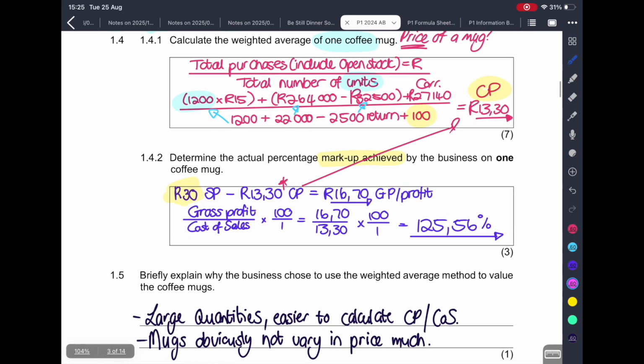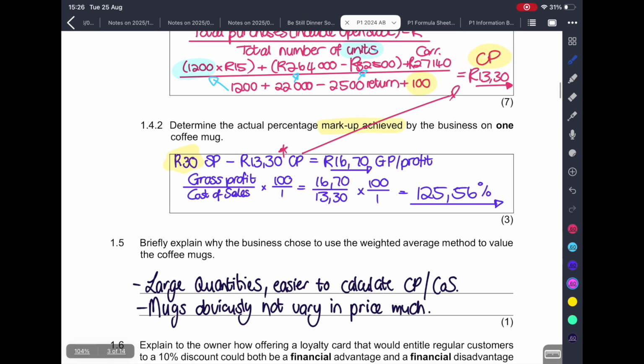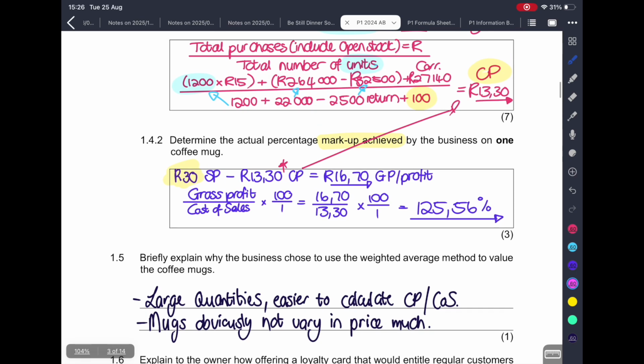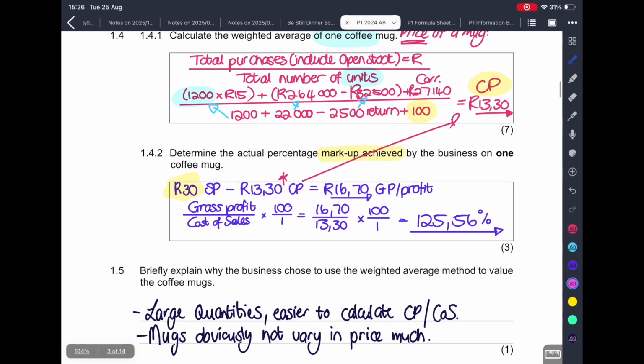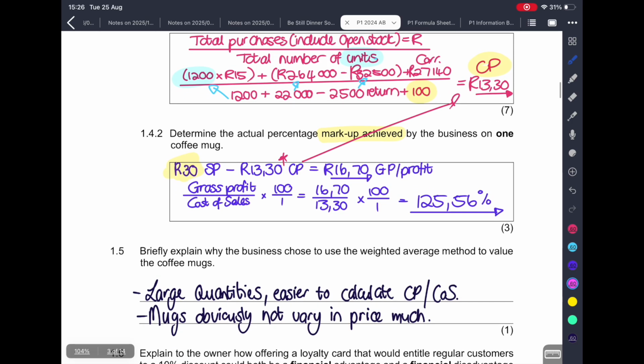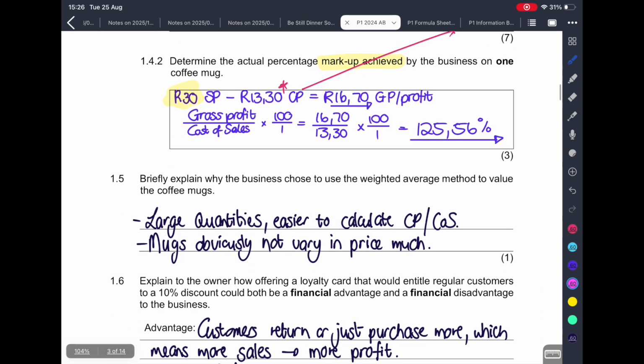Finally, explain why weighted average is used for the coffee mugs. You could say he's got large quantities of it that he bought. It's just much easier to calculate the cost price this way. Or you can say the mugs don't really vary that much in price, so it's not a problem to calculate it this way. Then 1.6, here's a tip.